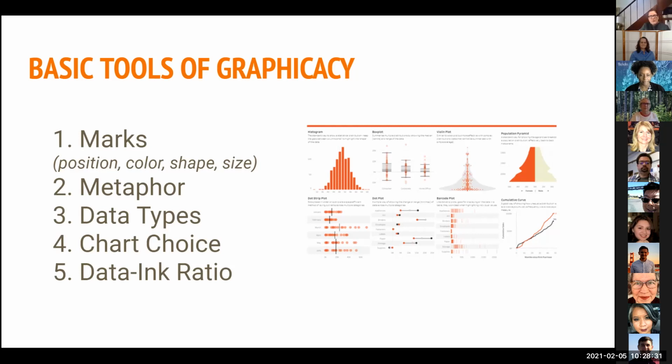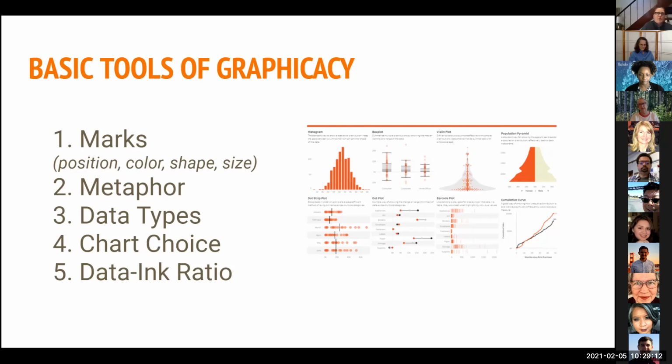Right, so we're going to cover these. The first one is marks, and I use that as the umbrella term for everything that you see in visualization. Any of the dots, the lines, any pattern you see, that's a mark. And the place where it is, the position, the color, the shape, the size, all are separately encoded meaningfully. And so that term is marks. The second is metaphor. And that's basically really pointing out the connection between the language that we speak every day and how we read and write charts and graphs.